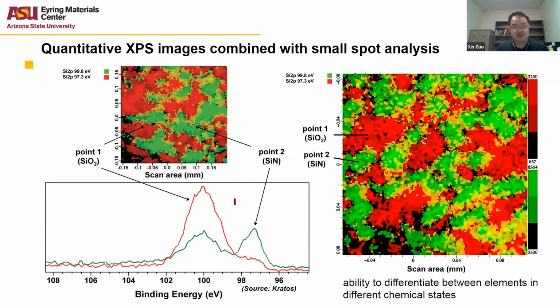Not only the surface spectra can be extracted from the chemical state imaging, we can also extract the high resolution scan of specific element from it. Here shows another example. For the red region, we can obtain the high resolution scan of the silicon 2P. So basically, the silicon 2P in the red region is mainly from the oxide, according to the binding energy level. But for the small spot from the right, from the green region, we observe a high resolution scan of silicon 2P include both the silicon from the oxide and the silicon from the silicon nitride.